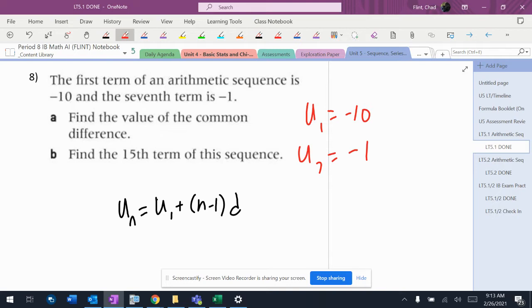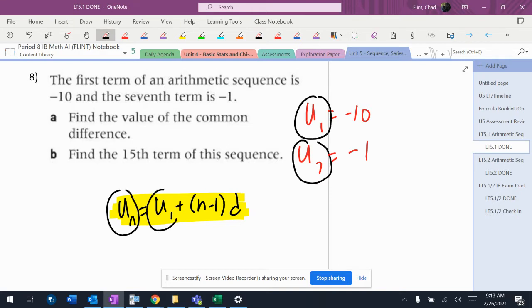I can use this formula right here. There's other ways to do this, but I think the easiest way is to just take this formula and put in what I know. I know un, that's going to be u7, and I know u1. And then n is going to be 7, because that has to be the same. So u7 is negative 1. That's u7, so that's going in for un.